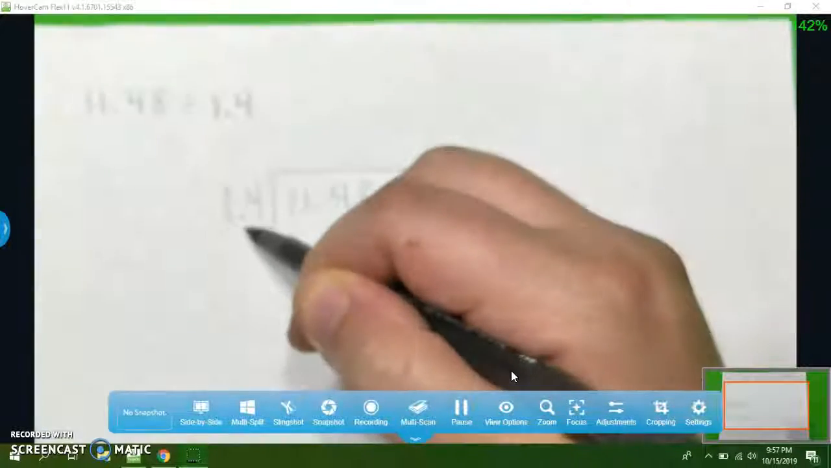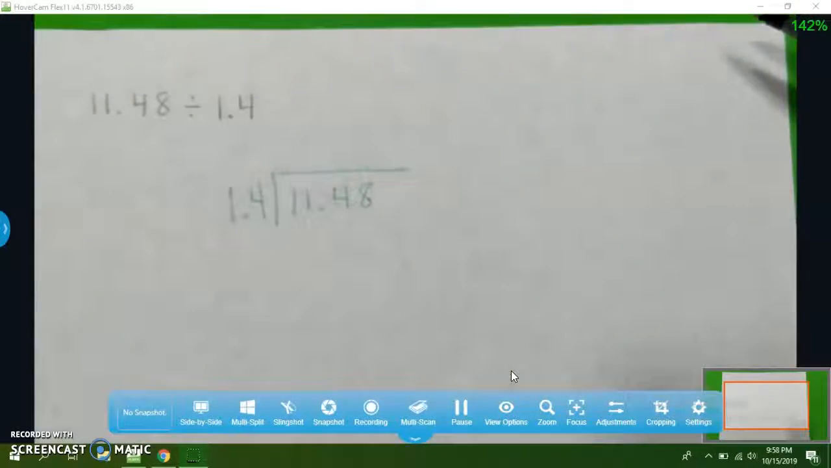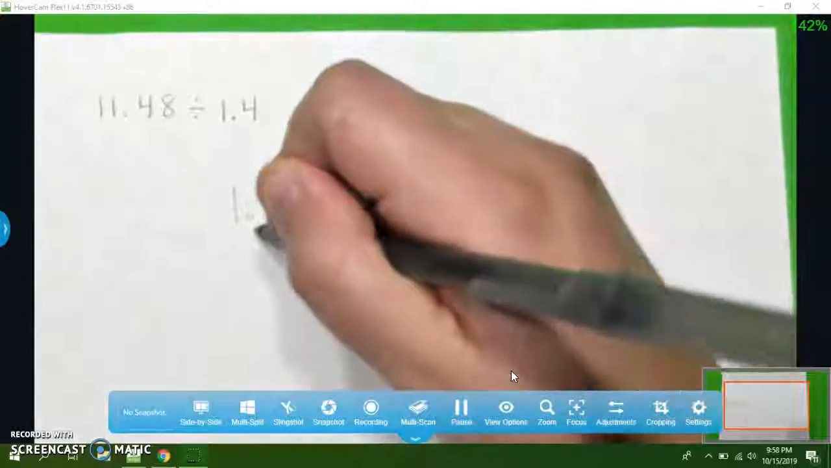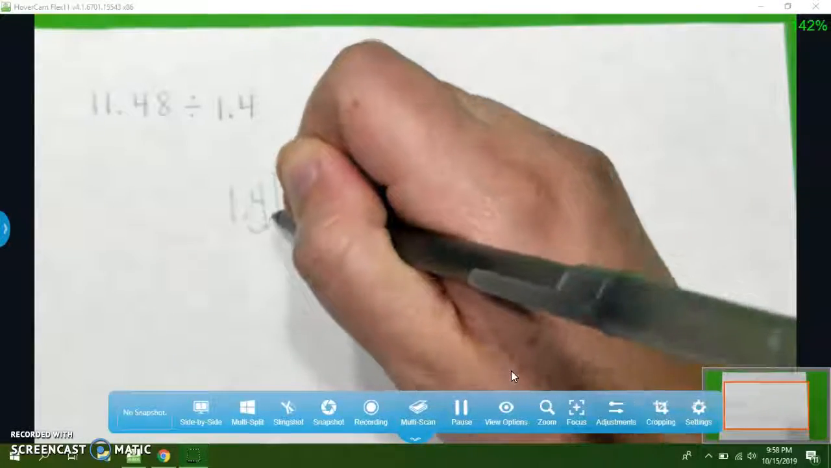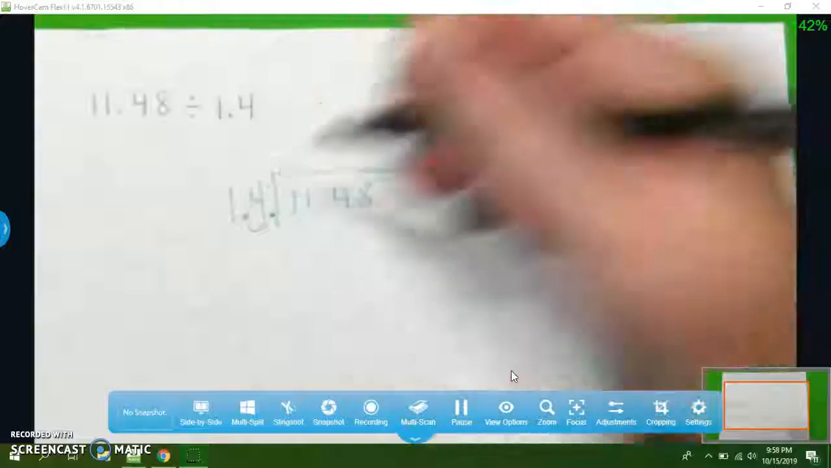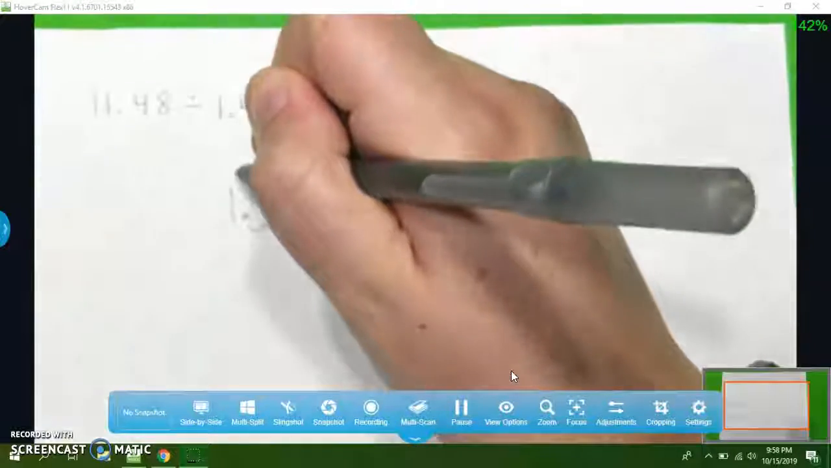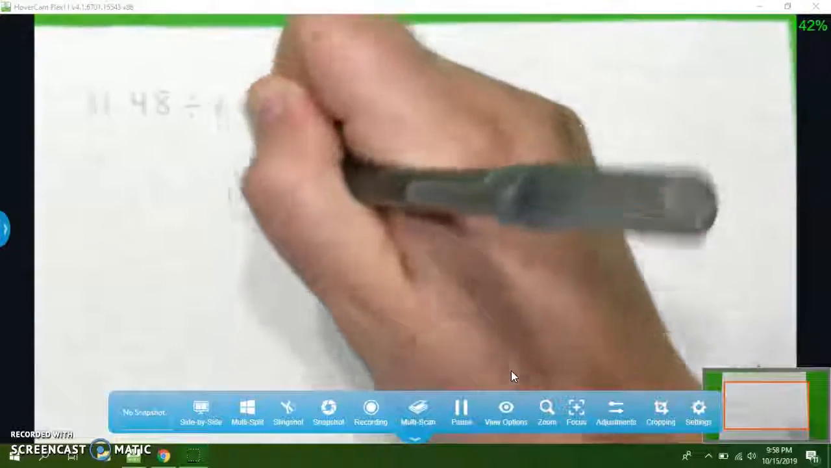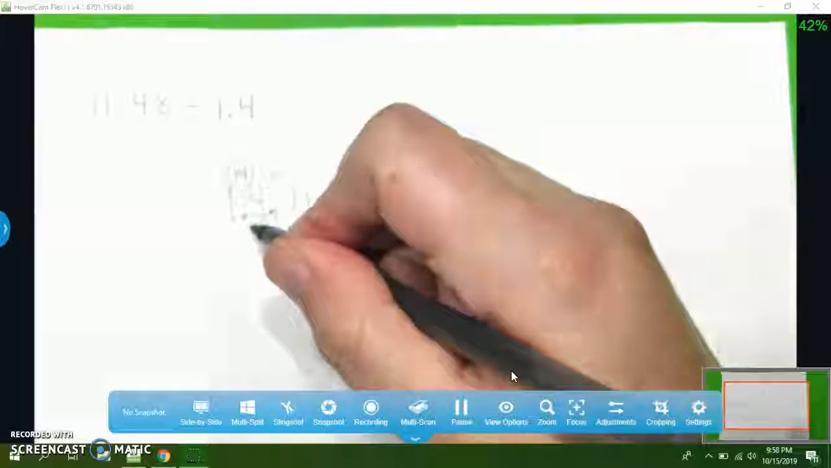And so we actually are not allowed to leave this decimal out here. What we're going to do before we start is we're going to move it over, and we're just going to treat this as not a 1.4. We're going to treat this divisor as just 14. So all I did was move that over.